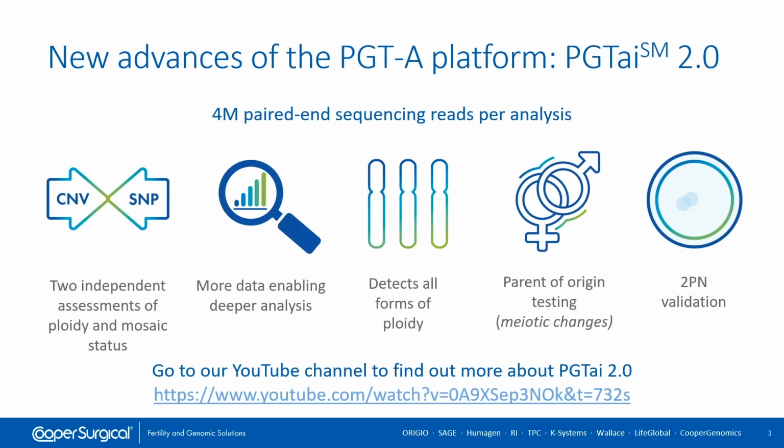As a reminder, PGTA evaluations at Cooper Genomics are completed on our PGTAI 2.0 platform. Utilizing our next generation sequencing technology, in addition to paired end sequencing, this platform allows the identification of all forms of triploidy, including female triploidy, commonly referred to as 69XXX. Identifying this condition using previous platforms was not possible. In addition to now being able to identify all forms of triploidy, PGTAI 2.0 also offers the option of parent of origin testing, as well as 2PN validation.